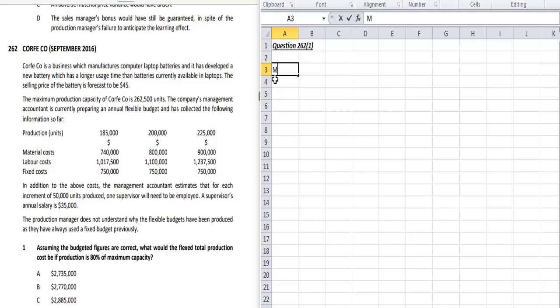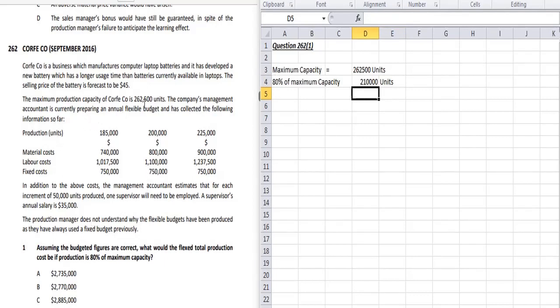So we got to know the maximum capacity, which is 262,500 units, right? Now the question has told us to calculate the total production cost at 80% of the maximum capacity. So 80% of maximum capacity is 210,000 units, right? Okay.